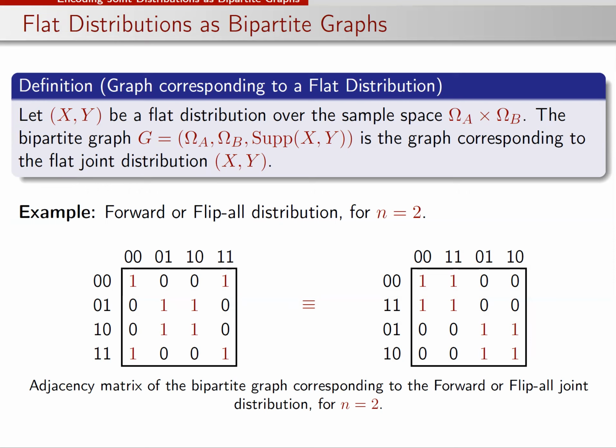And the X set is a support of the distribution XY. And here is an example of the forward of flip O distributions for n equal to 2. So it is a 4 by 4 matrix in the adjacency representation. So at this point, one might wonder how P4-free graphs are relevant to the application we have discussed earlier at the beginning of the talk.